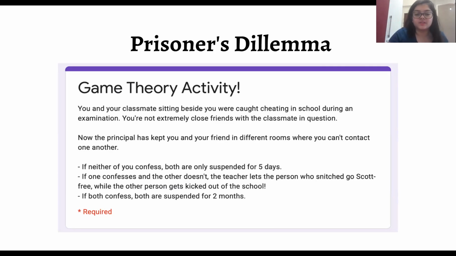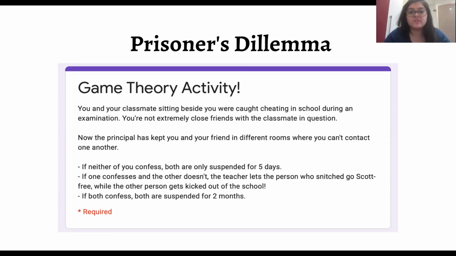The third option is if both of you confess. Then both of you are suspended for 2 months. So it's a reduced punishment than one person snitching on the other, but it's still a greater punishment than if neither of you confess. Because if neither of you confess, then essentially the principal can't hold you guilty, that sort of stuff. So this is how the scenario is modeled.